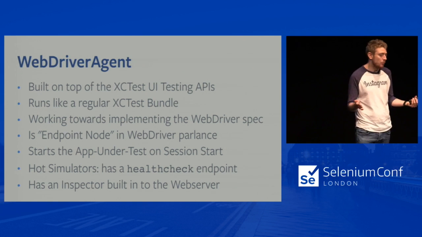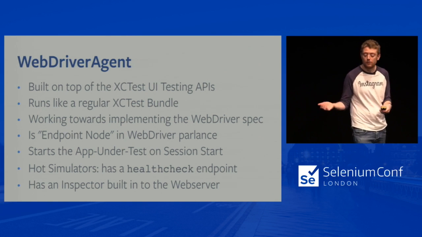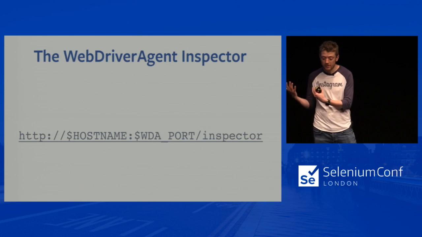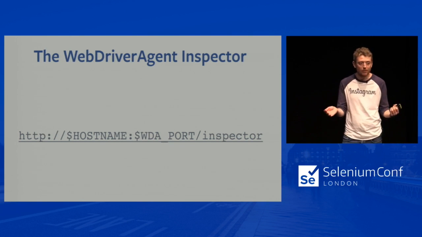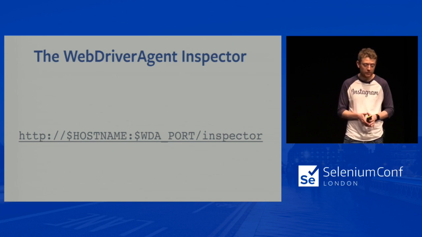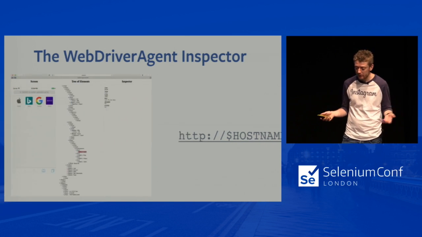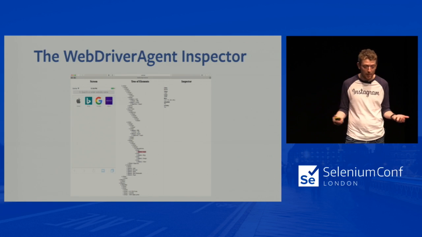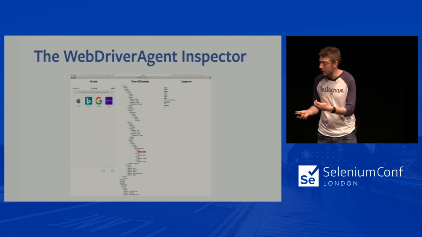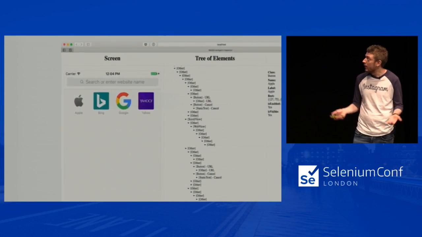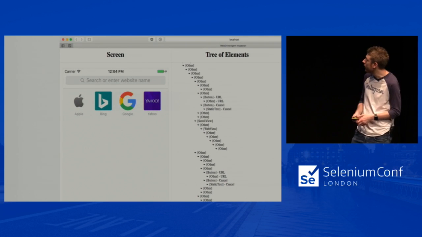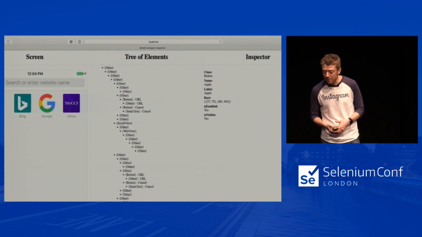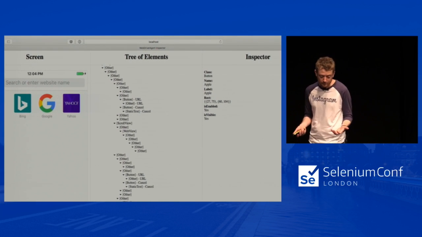So if you've booted WebDriver Agent, you can pretty easily hit the inspector endpoint, which is this. So it's the host name, the port that you've bound on, and /inspector. So you can open this in a web browser. So here is Safari in a web browser using WebDriver Agent. We have a screenshot. If you refresh the page, you'll get a new screenshot. We also have a tree of elements.